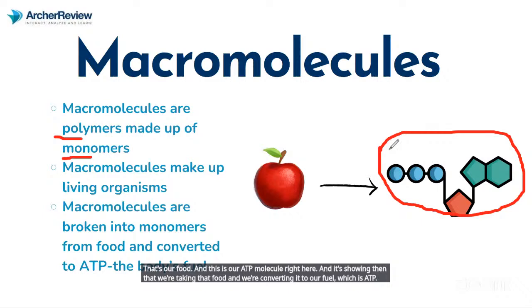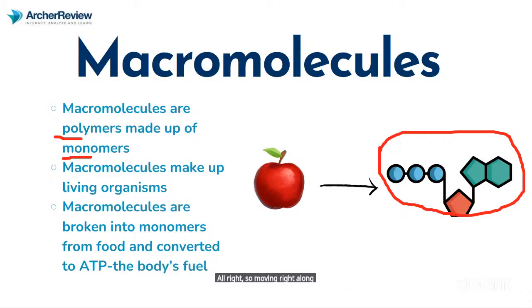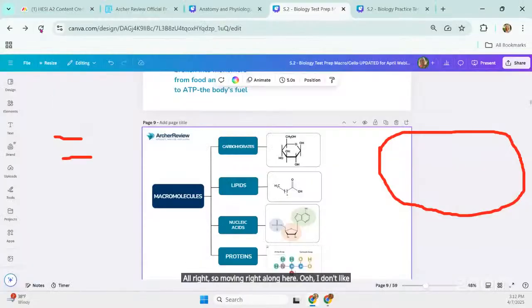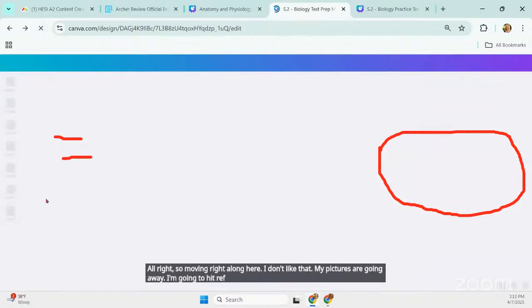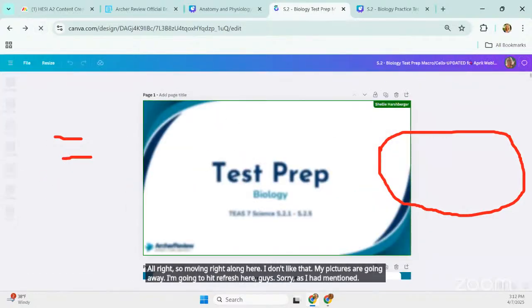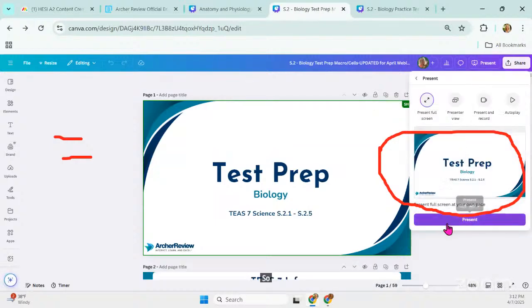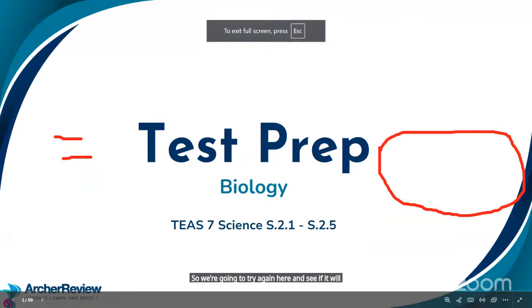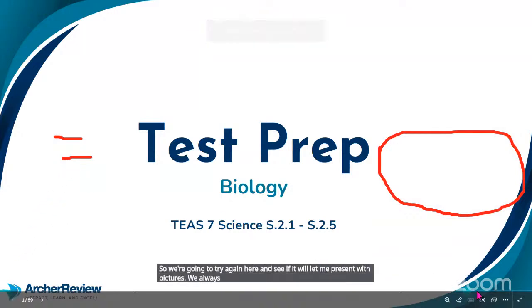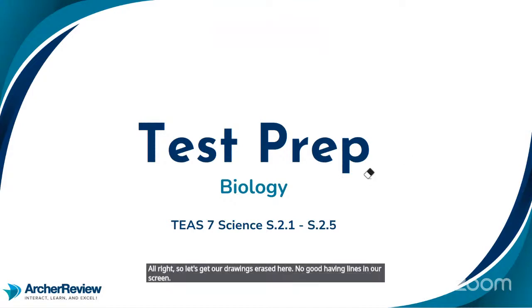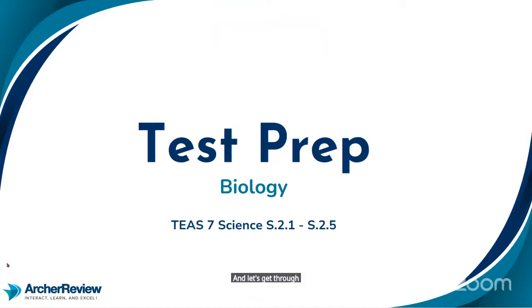All right, so moving right along here. Ooh, I don't like that. My pictures are going away. I'm going to hit refresh here, guys. Sorry, as I had mentioned, the wind here sometimes impacts my internet, and it seems to be impacting the pictures. So we're going to try again here and see if it will let me present with pictures. We always like our pictures. All right, so let's get our drawings erased here. No good having lines on our screen. And let's get through this again then. I'm not sure why our pictures are going away other than the wind.